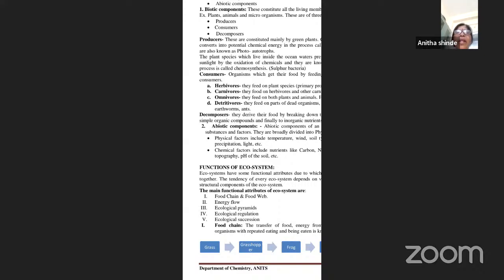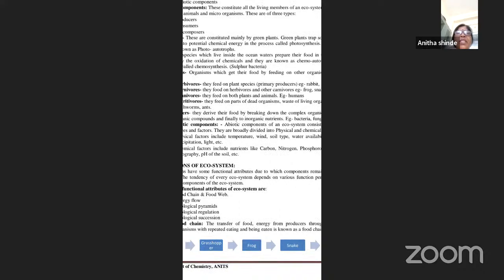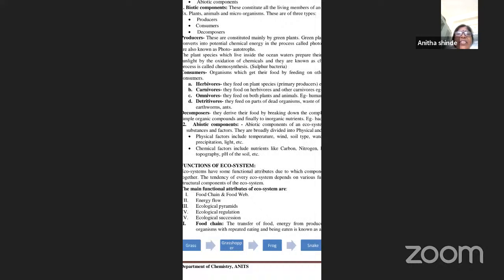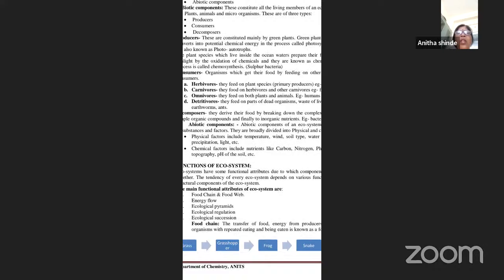Now coming to the abiotic component, they are the non-living forms. The abiotic component of an ecosystem consists of the non-living substances and factors. They are broadly divided into physical and chemical factors. Physical factors include temperature, wind, air, soil, water availability, humidity, precipitation, light, etc. Chemical factors include nutrients like carbon, nitrogen, oxygen, phosphorus, potassium, pH of the soil, and topography. So the abiotic components are the non-living components.